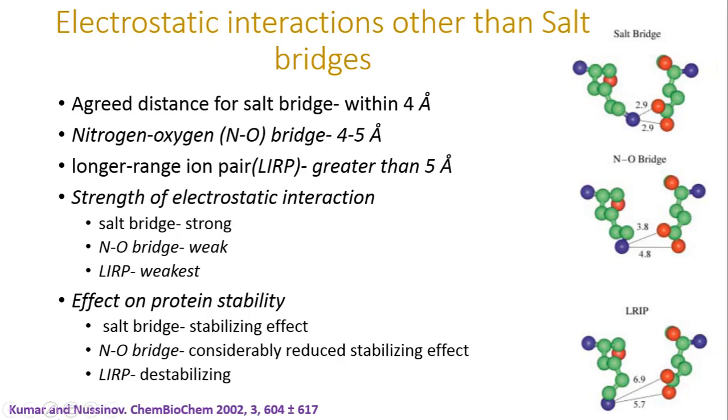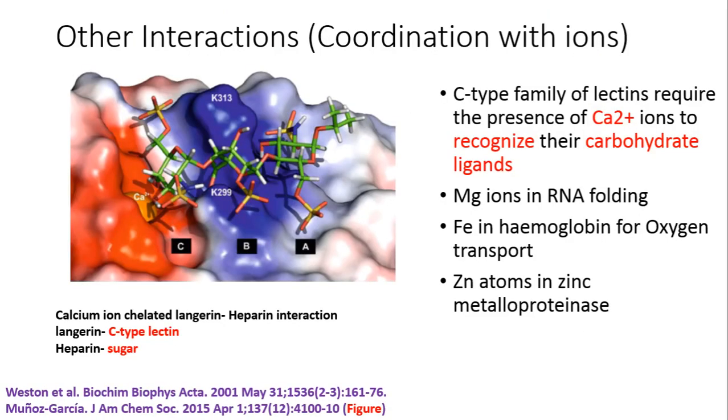Now since these long-range ion pairs are present at quite a large distance, greater than 5 angstrom, you can consider that these molecules sometimes form a long-range ion pair, and most of the time they won't form that interaction. That is why these are considered destabilizing interactions in your protein molecules. You can consider this paper for more details of the different types of electrostatic interactions present in your protein. So let us now move on to other interactions.